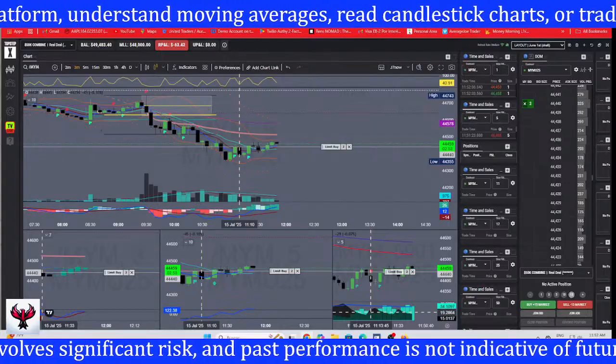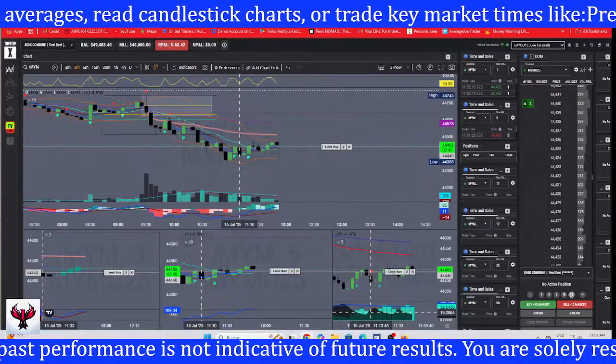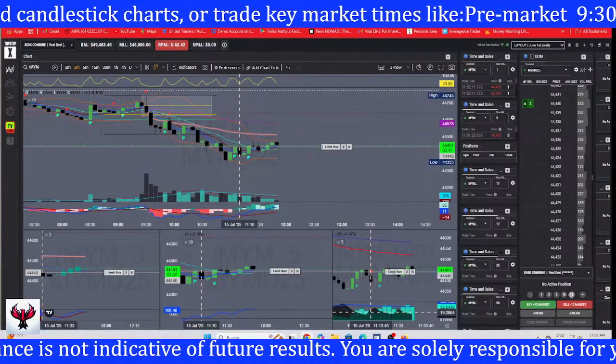33.20s. Last trade 33.36. 76% long ES right now.